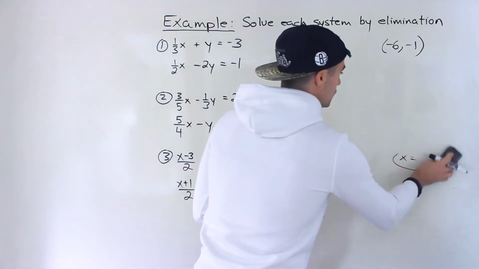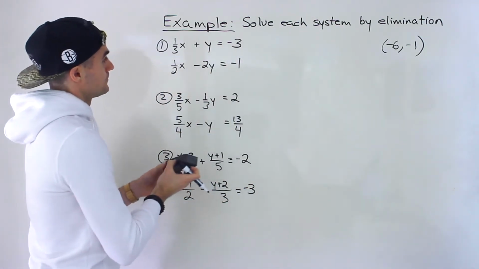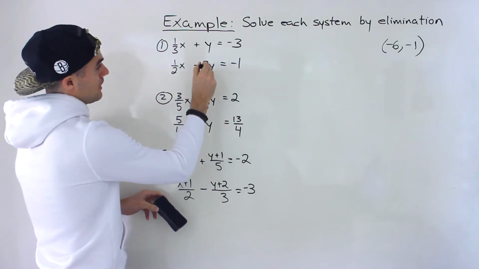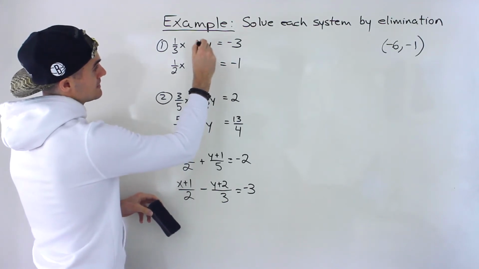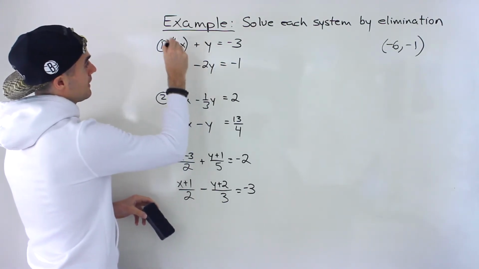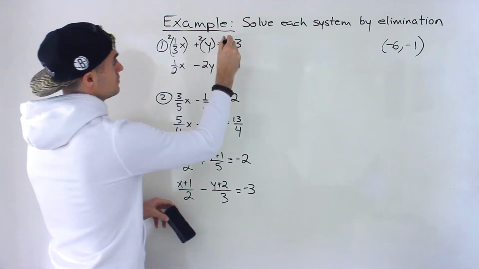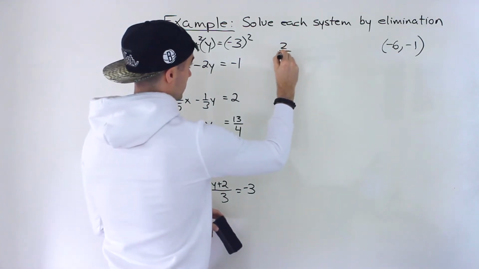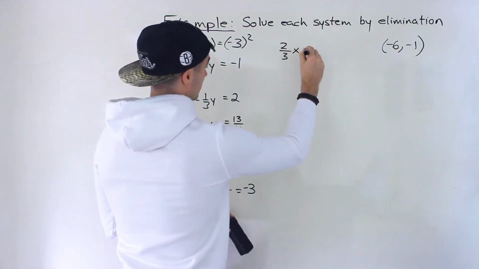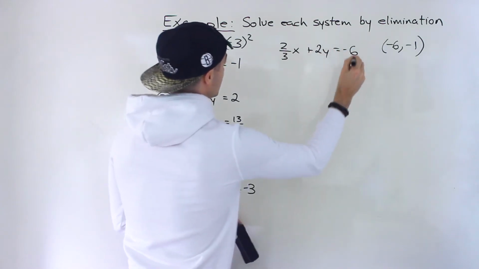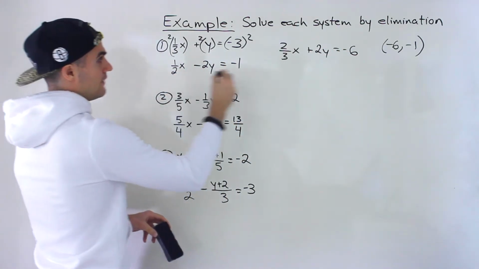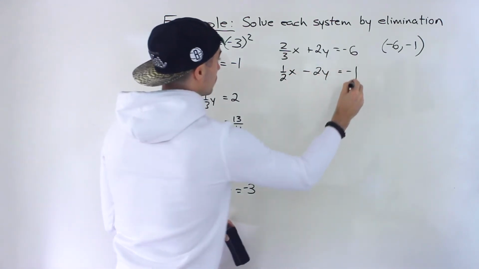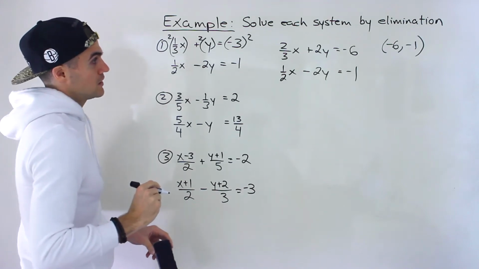Okay, but if you wanted to work with fractions here, what you can do is, notice we have a negative 2y, and then we have a 1y. So let's get this to be 2. So we can multiply everything by 2, multiply this by 2, multiply that by 2. And so what we would end up with is 2 over 3x plus 2y is equal to negative 6. And then we'll have 1 over 2x minus 2y is equal to negative 1. Right? That second equation we're keeping the same.